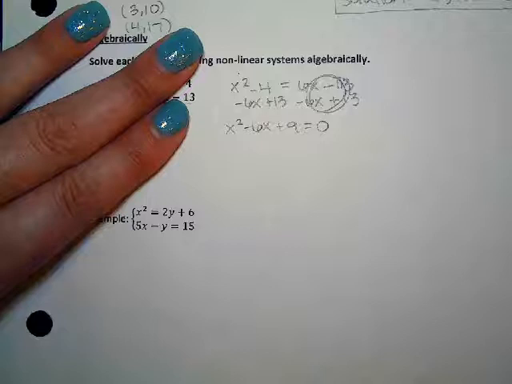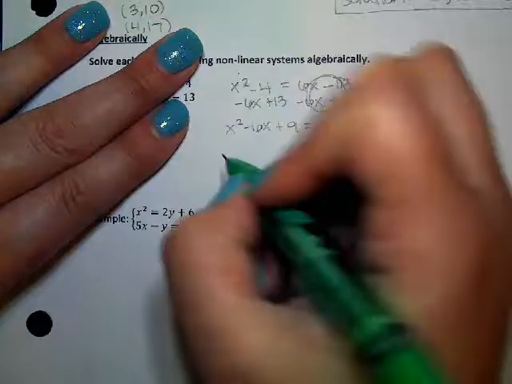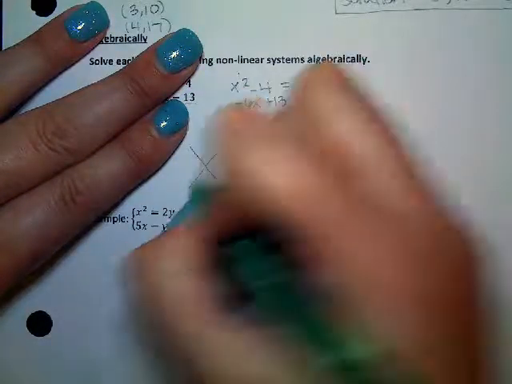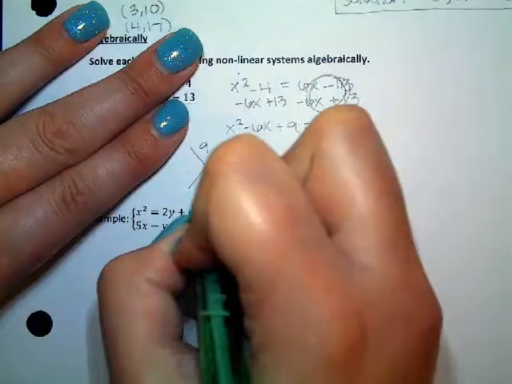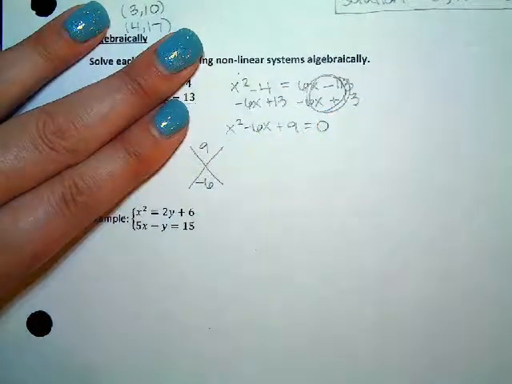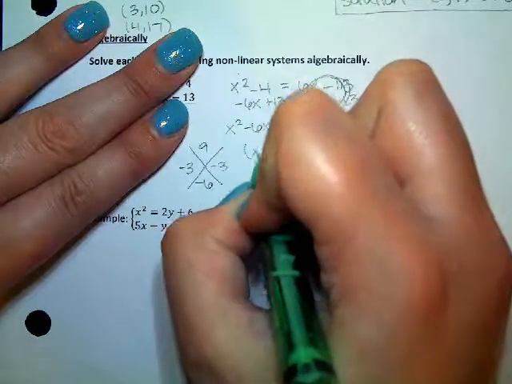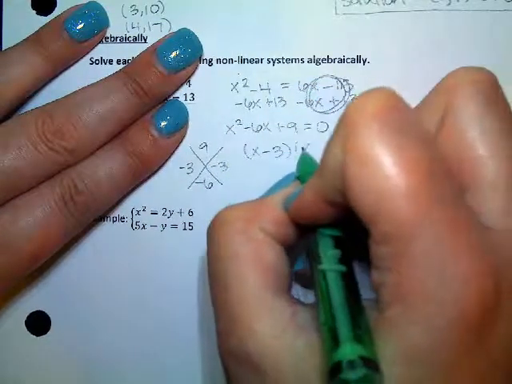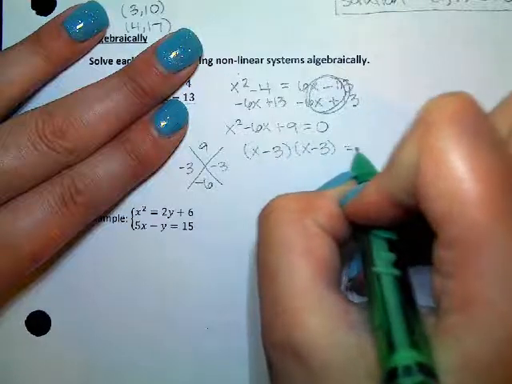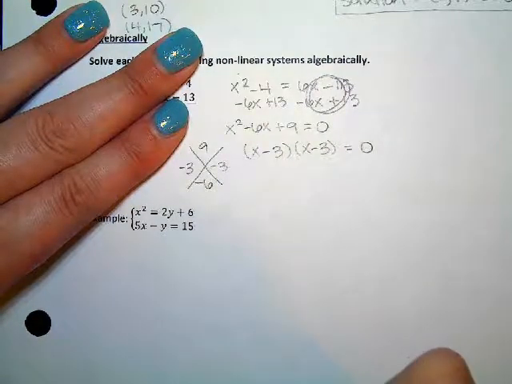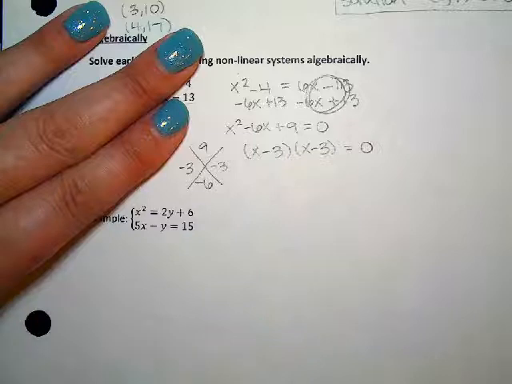All right, so I'm looking for two numbers that multiply to positive 9 but add to negative 6. And what are they? Negative 3, negative 3. So x minus 3 equals 0. And what is my only one solution, actually? x equals positive 3.